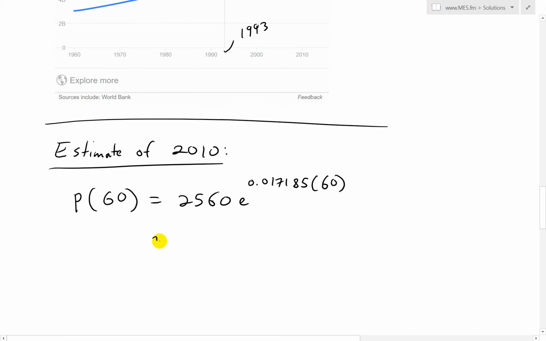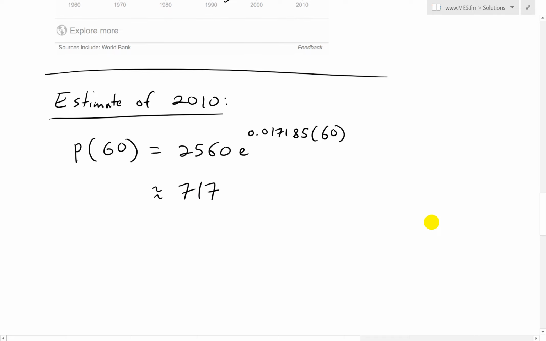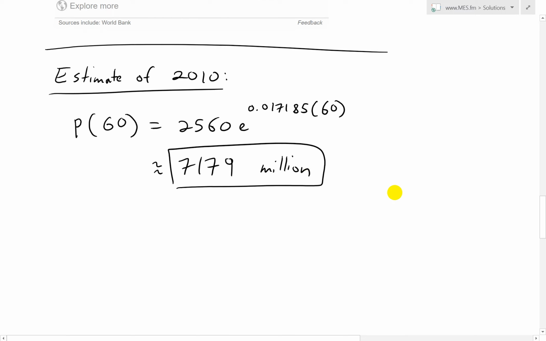I'll just round this up to 7179 million people. So 7179 million. That's how many million people, this is our estimate of the population in 2010. And again, this is the same thing as writing 7.179 billion. So just over 7 billion.